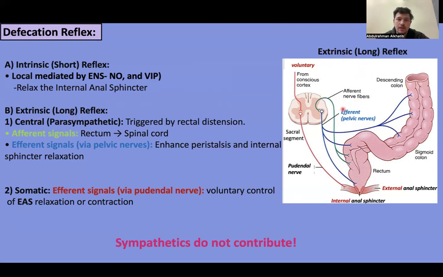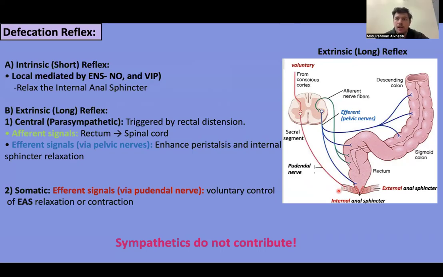First of all, we have the afferent fibers coming from the rectum into the spinal cord, and they will give me a set of efferent fibers via the pelvic nerves. The efferent fibers via the pelvic nerves will enhance the peristalsis of the rectum and will also cause further relaxation of the internal anal sphincter. But also, as I have mentioned, we have our best friend, our lifesaver, the external anal sphincter. So we have another set of efferent fibers, this time via the pudendal nerve. The pudendal nerve fibers will innervate the external anal sphincter, allowing for voluntary control over it whenever the defecation is convenient.